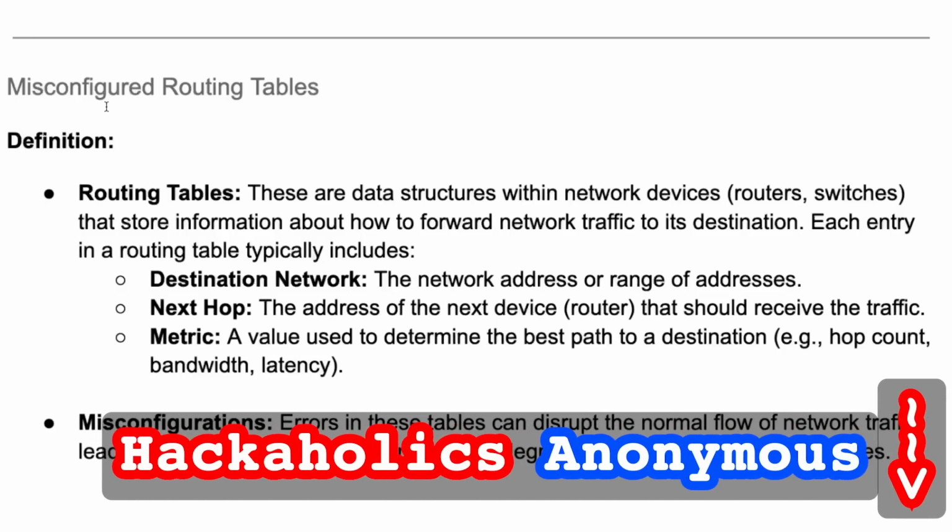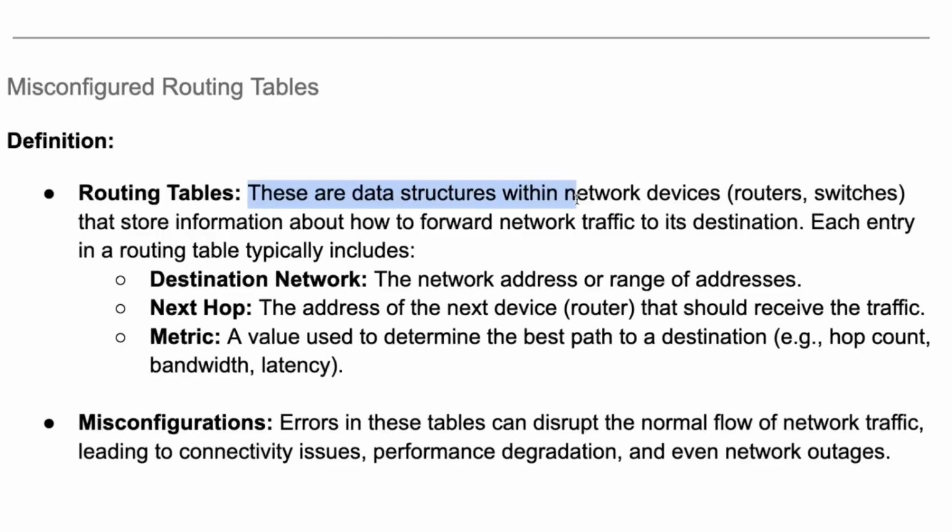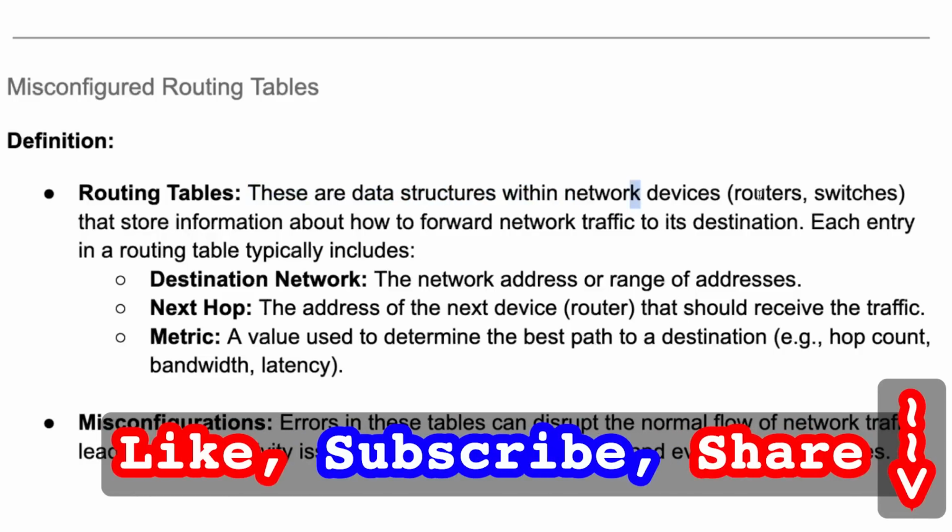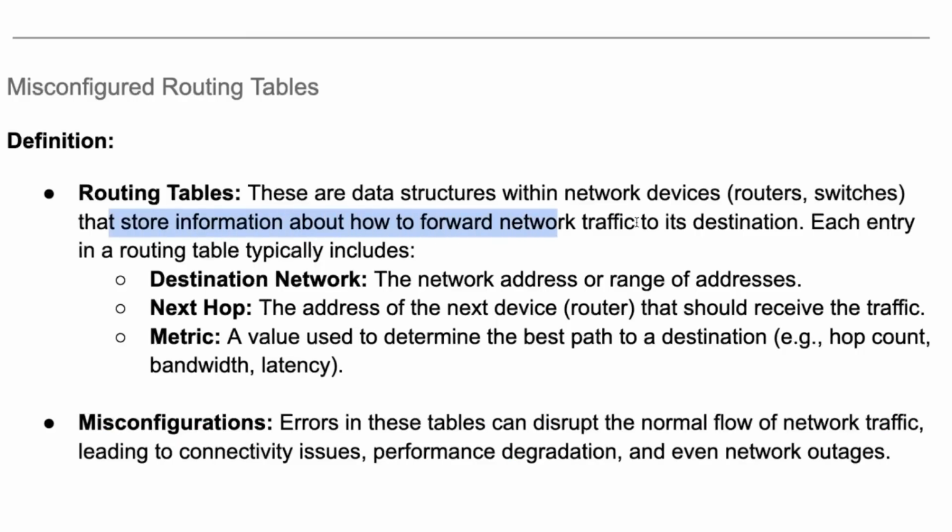Our next issue is the misconfigured routing table. And so routing tables are data structures within the network devices, so the router, the switch. And these tables store information about how to forward network traffic to the various destinations. And each entry in a routing table typically includes these three things: the destination network, so the network address or the range of addresses; the next hop location, so the address of the next device, which is the router that should receive the traffic; and then a metric, right? So the value that's used to determine the best path to that destination.